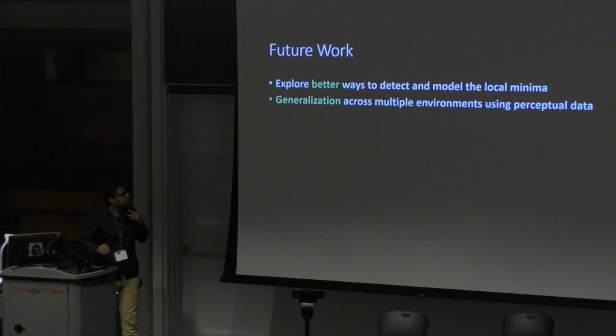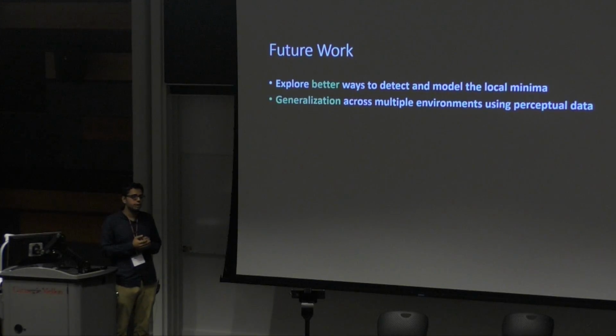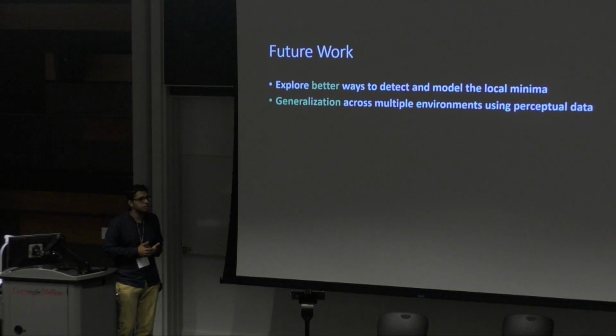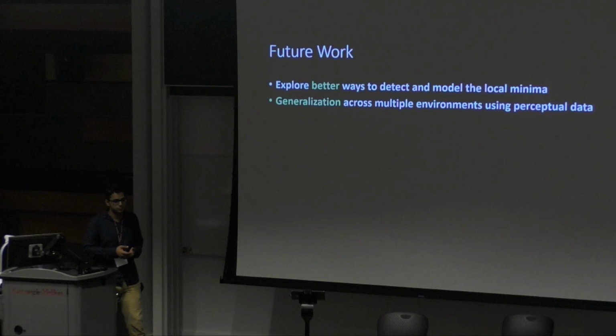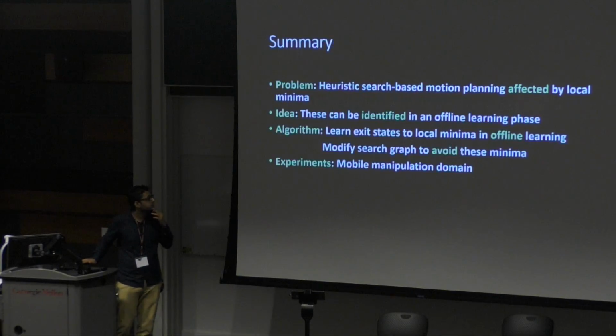In future, we would like to detect better models of the local minimum. Currently, we are modeling it in terms of a hypersphere, which is rather a simplistic model. We would also like to generalize it across different environments. So for example, if you know how to get through one door, you should be able to reason how to get through other similar doors. In the current formulation, if you move the door to someplace else, that information is not really useful. So that's one really interesting future work that we would like to look into.